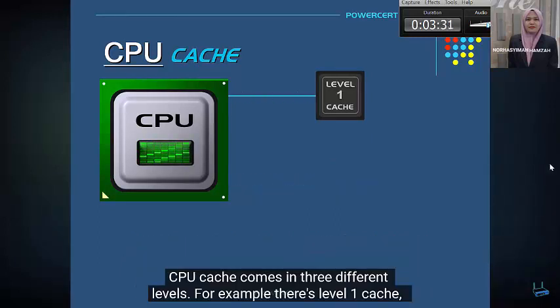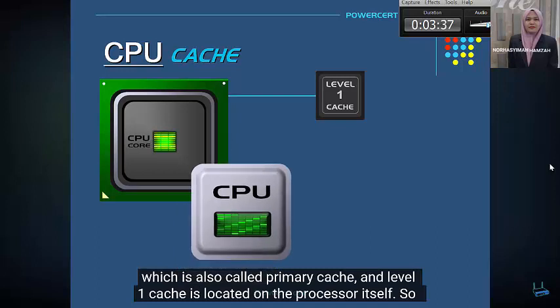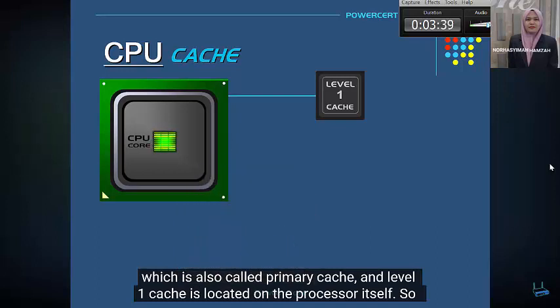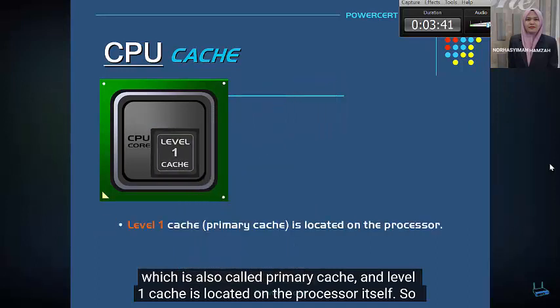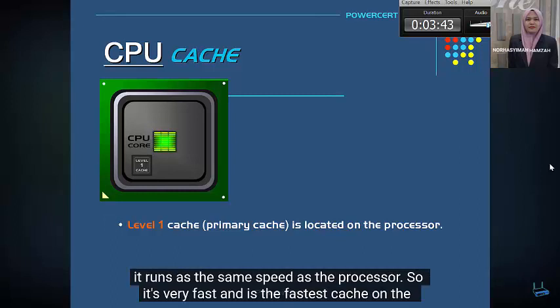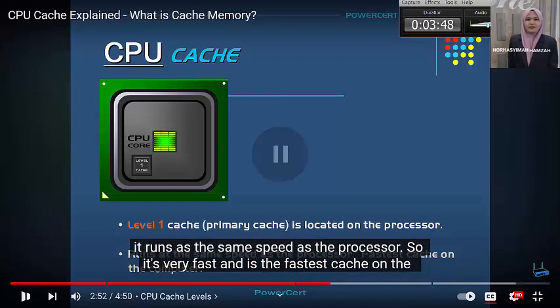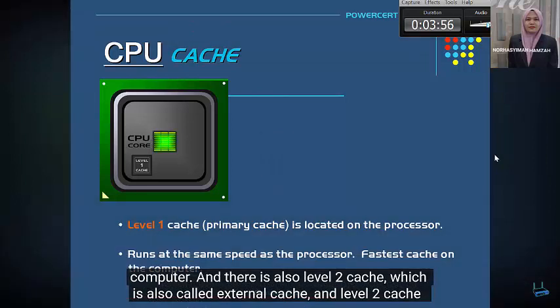CPU cache comes in 3 different levels. For example, there's level 1 cache, which is also called primary cache. Level 1 cache is located on the processor itself, so it runs at the same speed as the processor. So it's very fast and is the fastest cache on the computer.